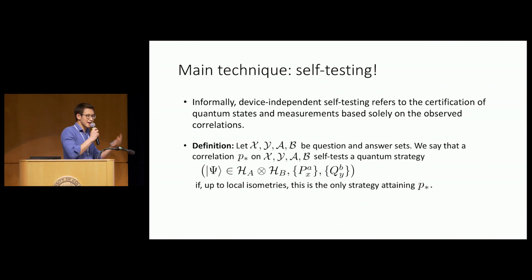And I'm saying up to local isometries because this is somewhat of an irreducible degree of freedom, in the sense that the two provers can always apply a local change of basis, and this will not be detected in the probability distribution of the answers given the questions. But up to local isometries, this has to be the unique strategy that attains P star. And if this is the case, then we say that P star self-tests it. So let me be a bit more concrete with an example.